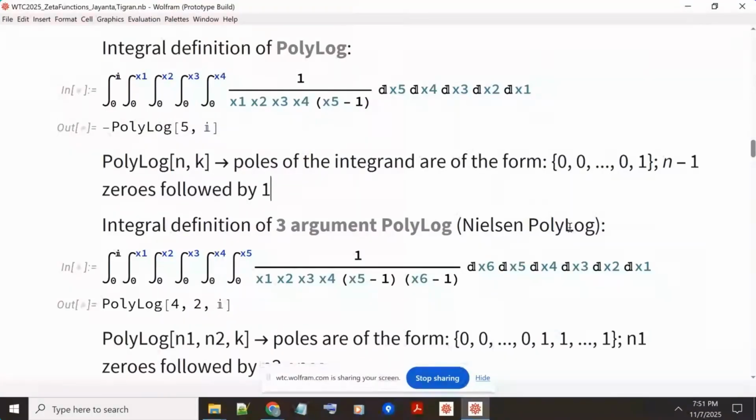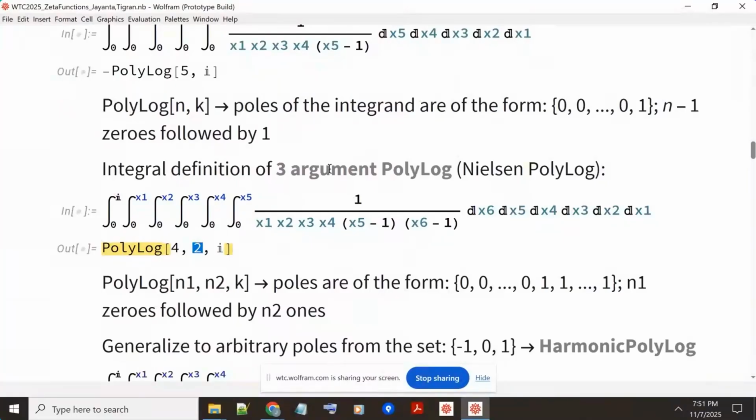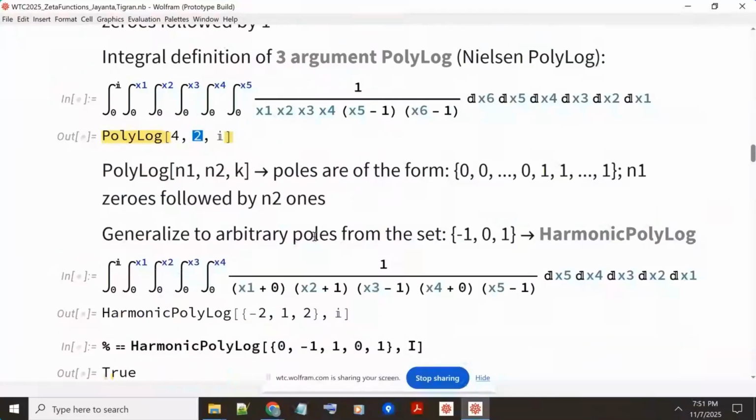Now, this is the integral definition for the 3-argument polylog, which is the Nielsen polylog. So here what happens is that the first argument gives rise to patterns like this, and then here 2 means that we will have 2 poles of magnitude 1 in this fashion. So that's how we get 3-argument polylog. Now, if we generalize this to arbitrary poles from the set -1, 0, and 1, not just 0 and 1, and with this specific pattern, we get harmonic polylog.